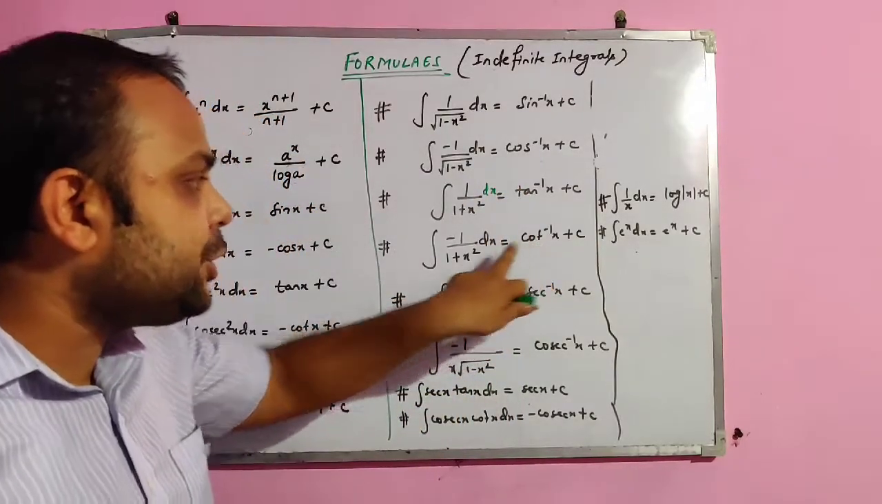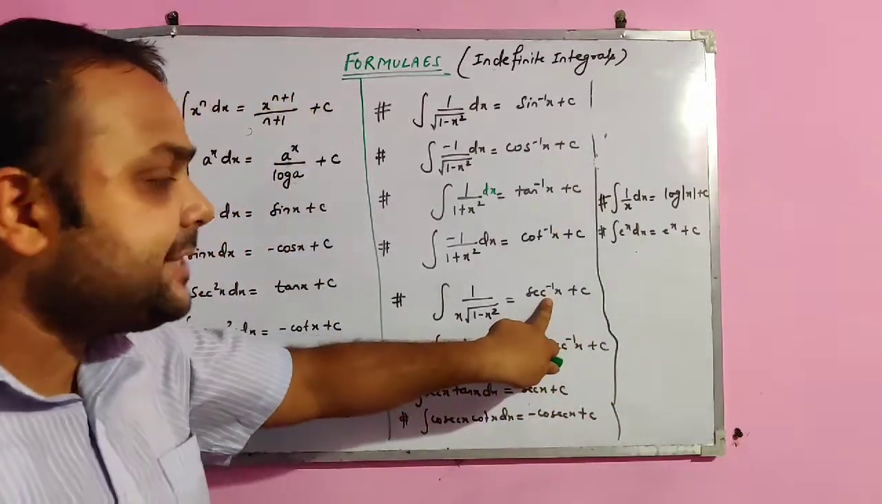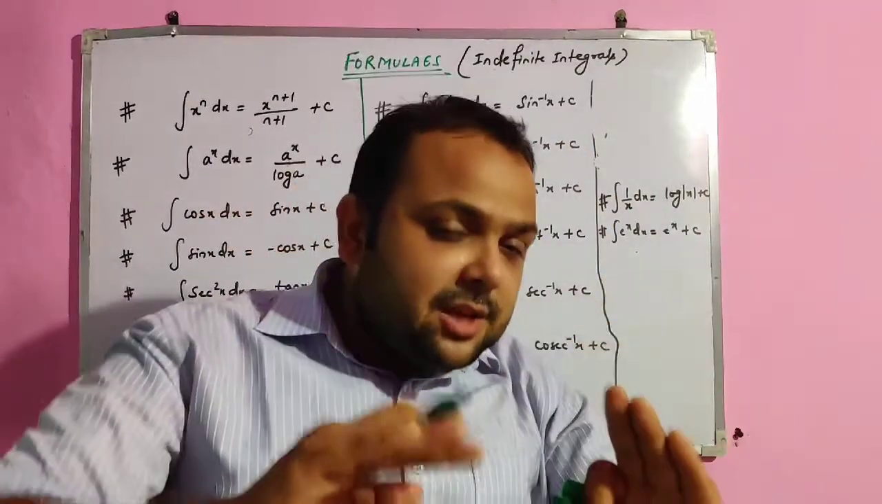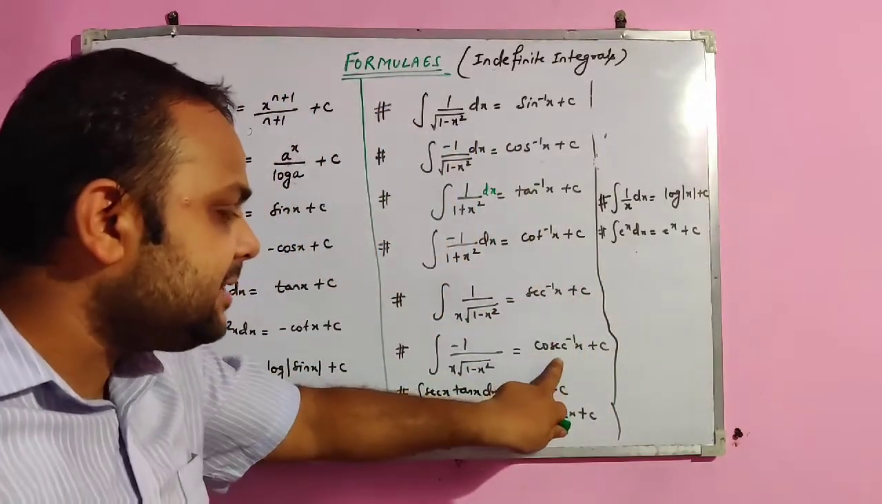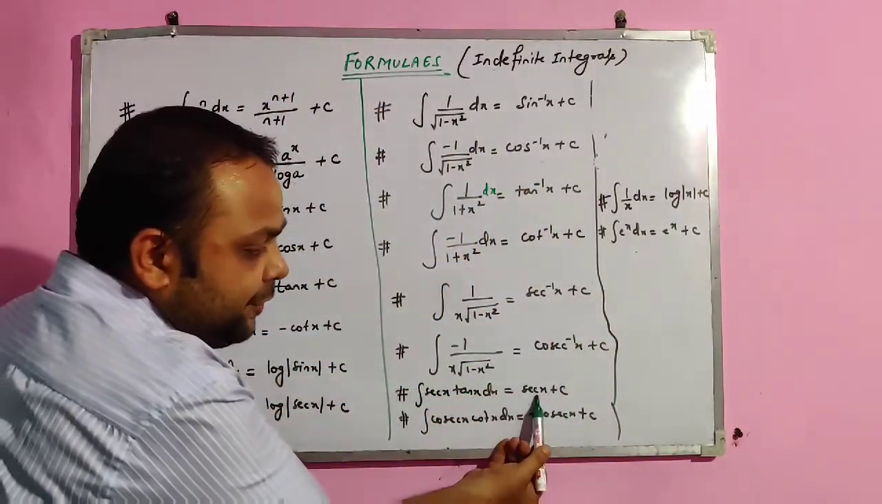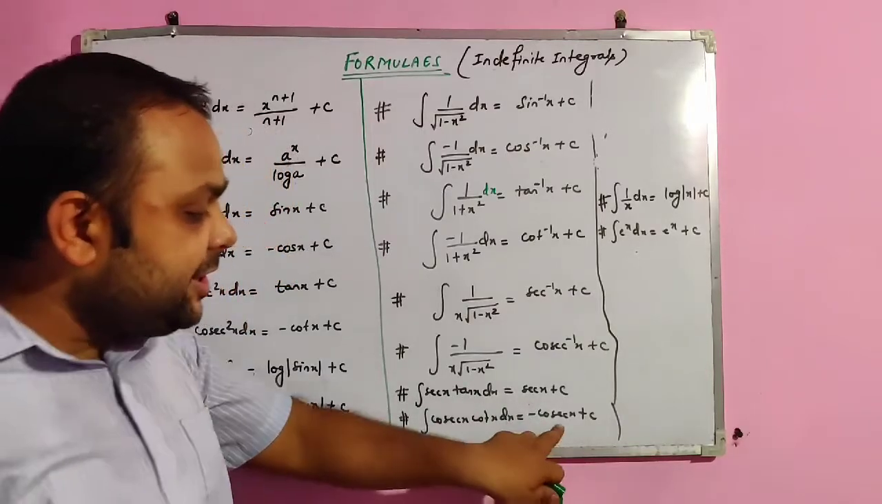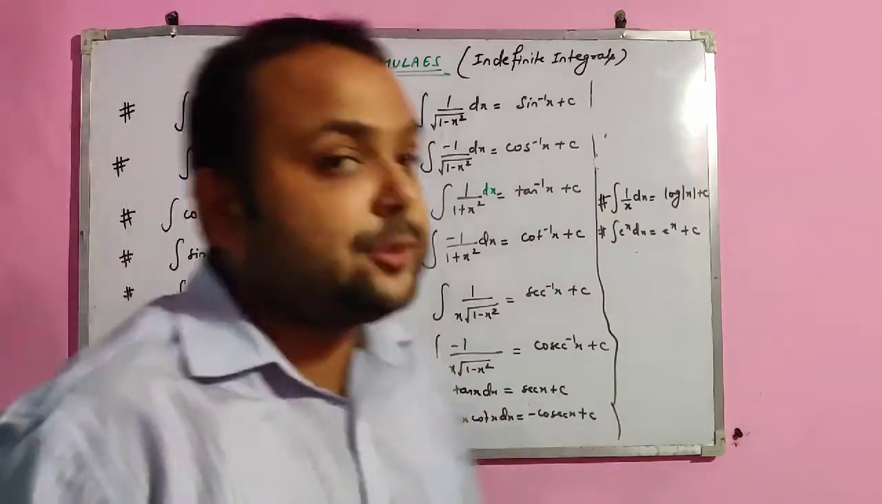Differentiation of cot inverse x should be this, so integration of this value is cot inverse. Differentiation of sec inverse x is this value, so integration is just the opposite of differentiation. Similarly with cosec inverse x. Differentiation of sec x is this value, so the integration of sec x tan x is sec x. Differentiation of cosec x is minus of this, so this integration will give us minus cosec x.